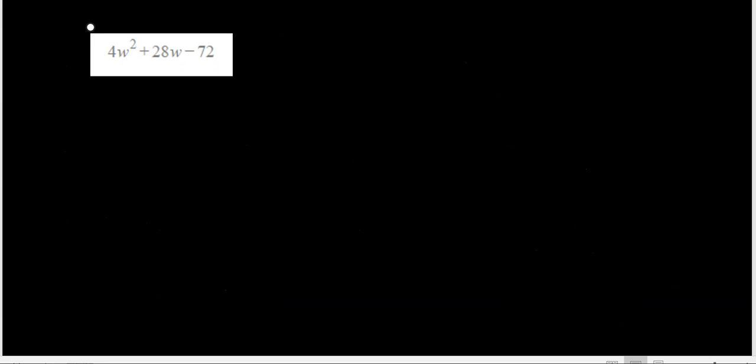Now, the first thing, that was the simple example. You always want to check for a greatest common factor first, okay, if you can. So if I look at 4, 28, 72, all of those terms, it looks like everything's divisible by 4. So I would factor that 4 out first. Okay. So let's see. Yeah, so if I factor the 4, that's going to leave me with a w squared plus a 7w plus an 18.